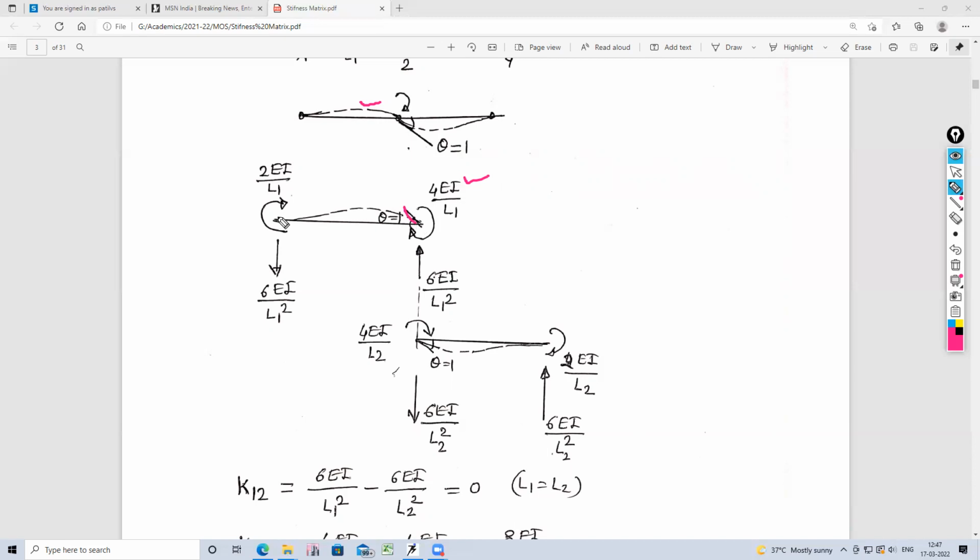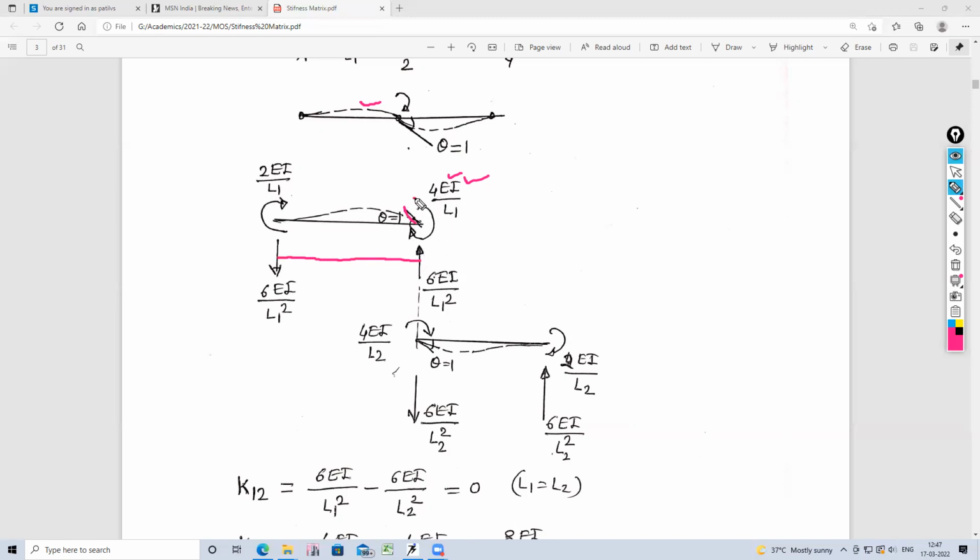Then the moment produced at the far end, according to the carryover theorem, will always be half of this moment. So it will be equal to 2 EI upon L1, in the same sense, clockwise. Then these two moments will be required to produce a unit slope here. Now this will produce reactions, a resisting couple.